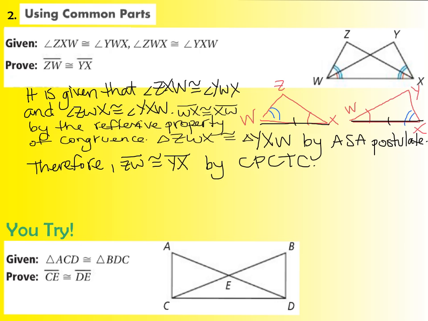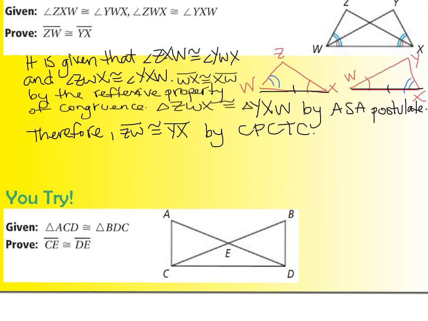All right, so you try. Given, prove the following. Go ahead and separate the triangles, relabel the vertices, and try this proof out. It can be paragraph, or flow, or 2-column.